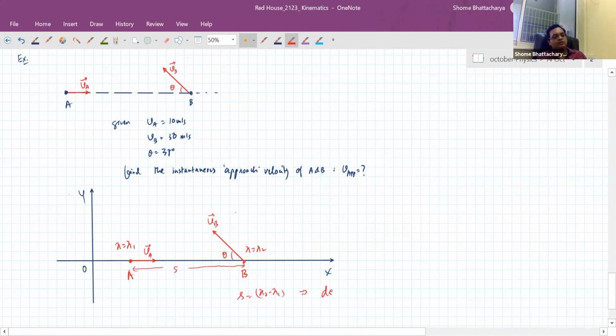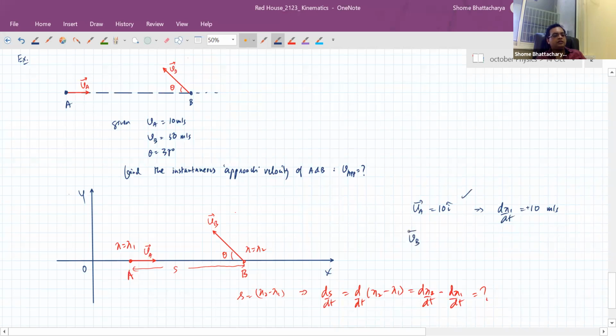So that means the rate of change of S with respect to time is the rate of change of x2 minus x1. This is the rate of change. How do I calculate this rate of change? For that, I look at the vector denotation here. VA just has an x component. It is 10 i cap. That means the rate at which A's x coordinate is changing is plus 10. This is the meaning of this, and its y coordinate is not changing.